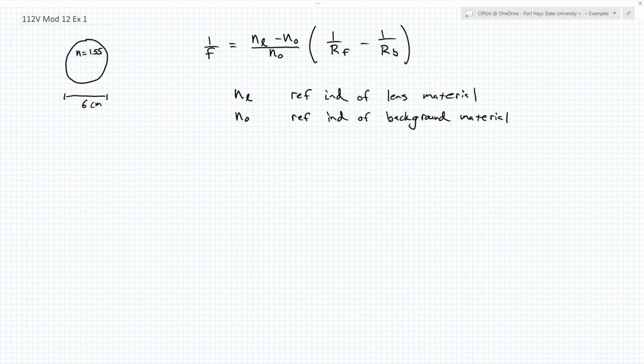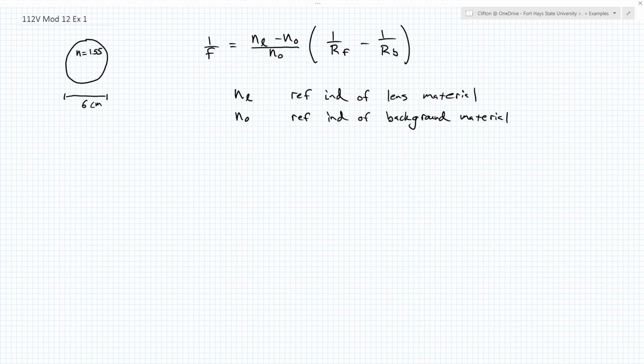Now, if we're not told specifically what background material the lens is in, then we just assume that it's air. Most lenses are assumed to operate in air. And this is the first difference that you'll see between different textbooks, is a lot of textbooks just assume that the background material is air, and in that case, this background refractive index would be 1. So you'd plug in 1 for n naught. In this case, this version of the formula is a little more general because we could also use this to calculate what the focal length of a lens placed underwater would be.